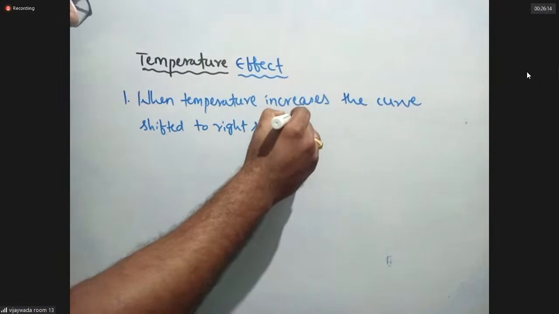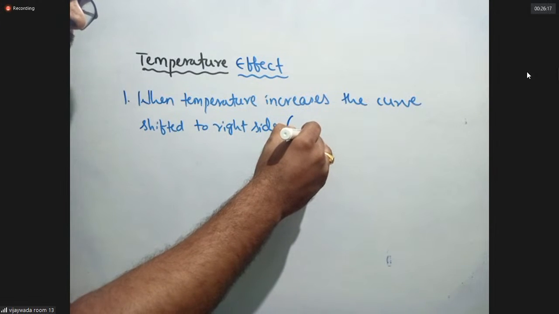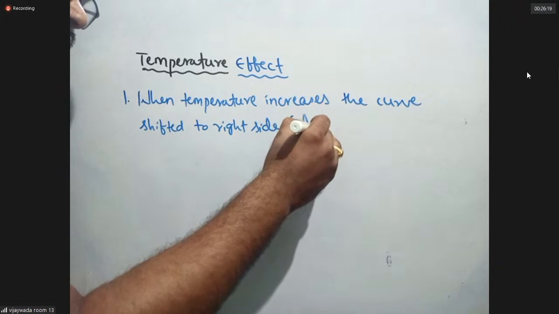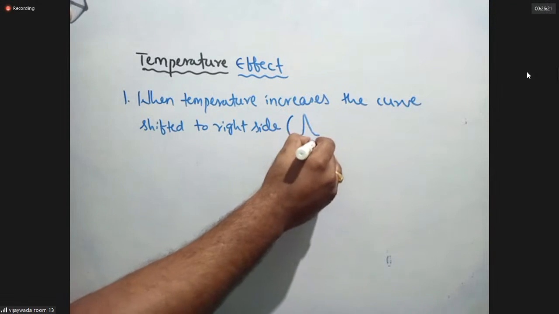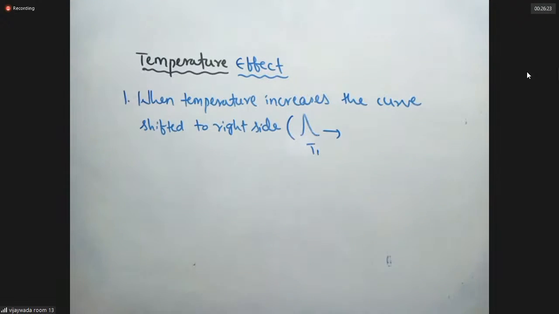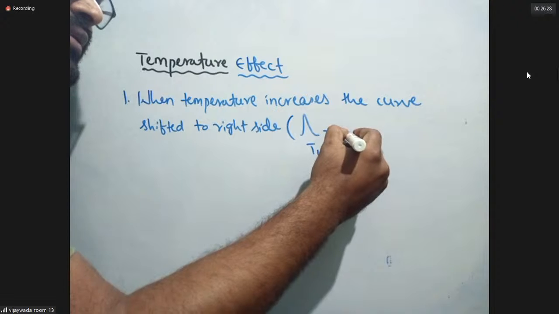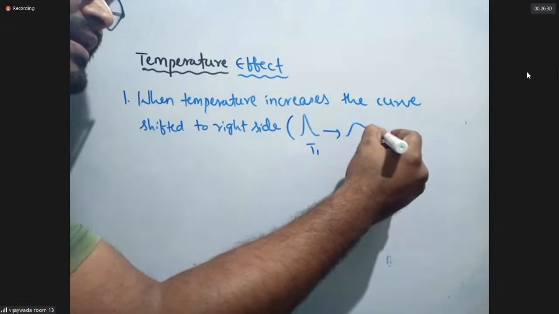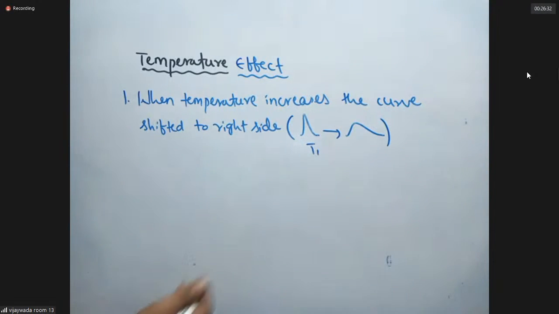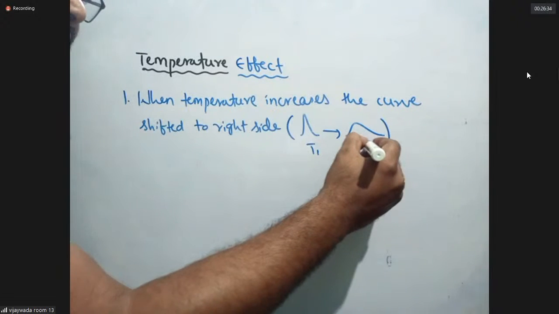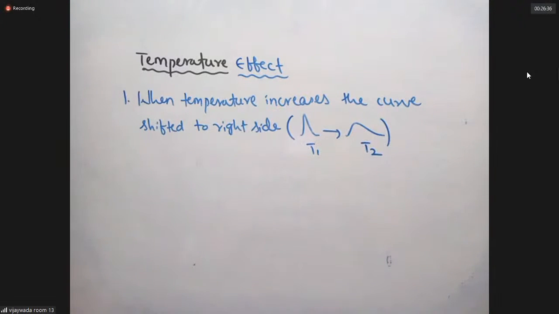And one more point you can observe. Initially at temperature T1, the curve is very narrow. When temperature rises, the curve is even flatter than at the previous temperature. It is T2.